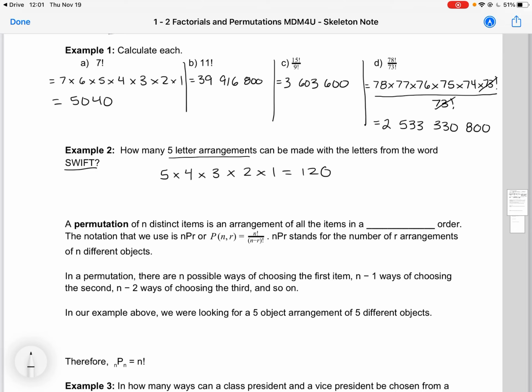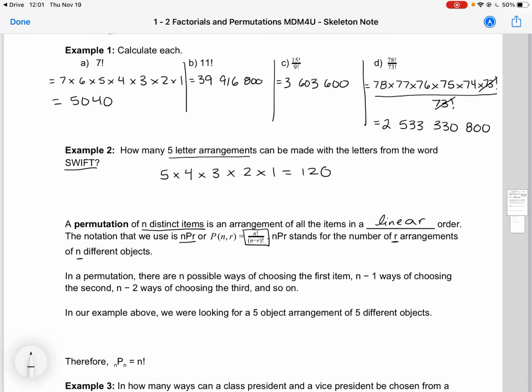A permutation of n distinct items, so in our example 2, that would be the letters from the word Swift, is an arrangement of all the items in a linear order. So you're just lining them up. The notation that we use for this is nPr, which is a button on your calculator, or P(n, r), which is equivalent to n factorial over n minus r factorial. nPr stands for the number of r arrangements of n different objects.